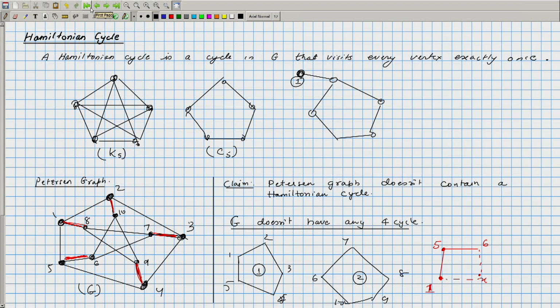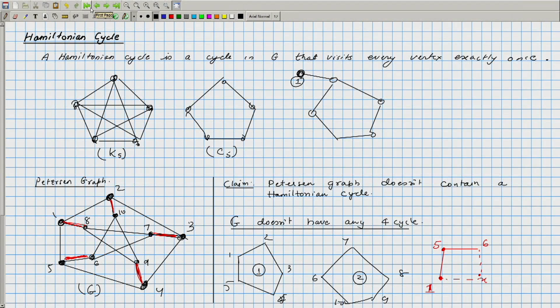Okay. So, this required careful examination of many of the properties of Peterson graph. We did not have a general result like we had in the case of Eulerian cycle, wherein we told that we just have to look at the degree of each vertex. If each vertex is degree 2, then automatically every connected such graph is going to have an Eulerian cycle.